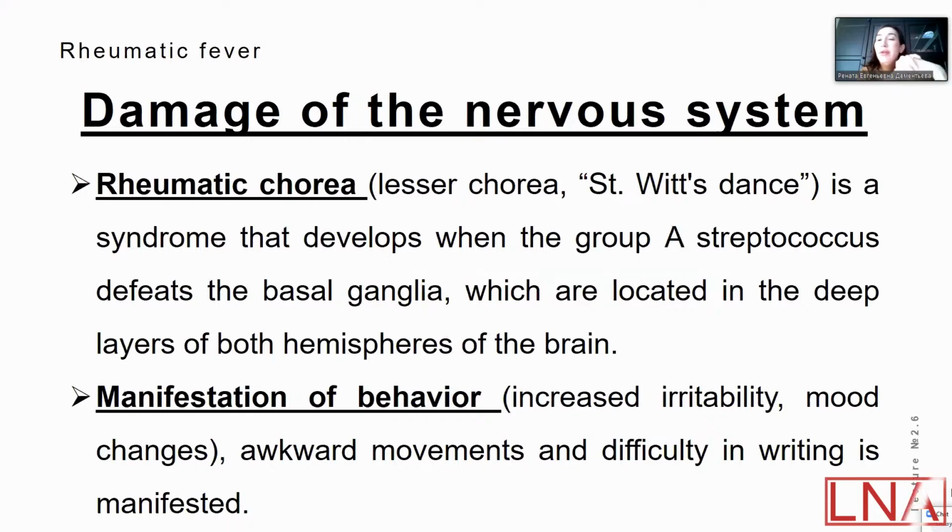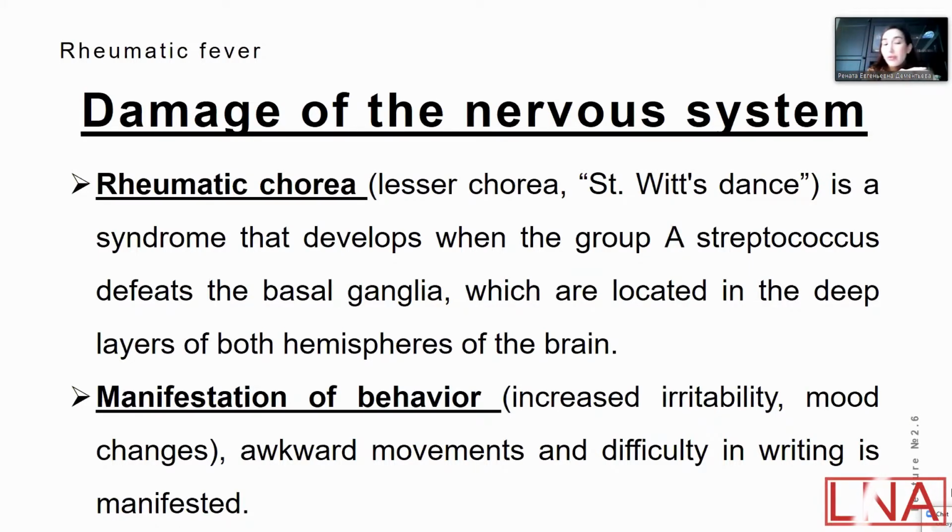About damage of the nervous system: rheumatic chorea, or lesser chorea, or Sydenham chorea, with the interesting name of St. Vitus dance. It is a syndrome that develops when group A Streptococcus damages the basal ganglia, which are located in the deep layers of both hemispheres of the brain, changing the dopaminergic synapse, the presynaptic membrane and postsynaptic membrane.